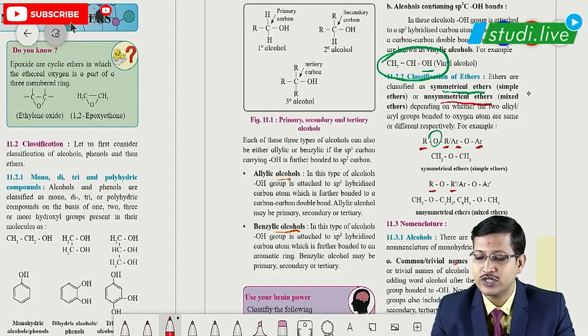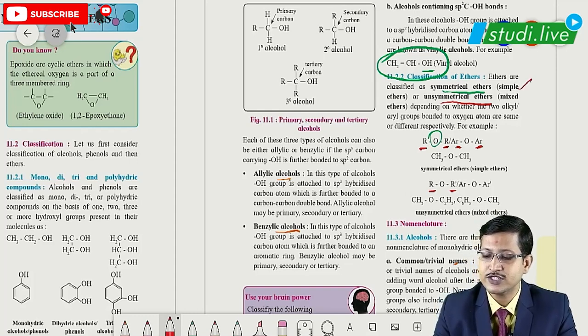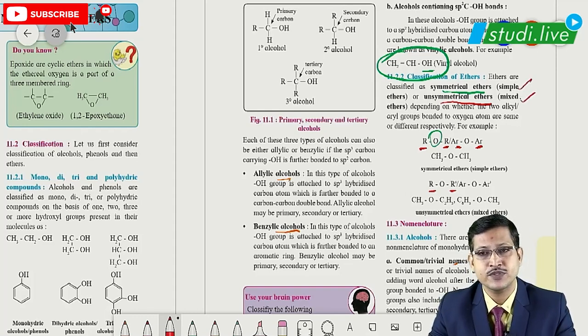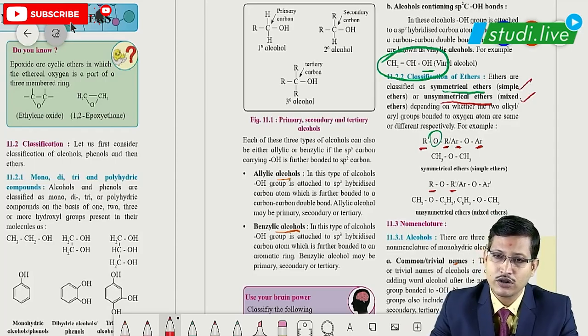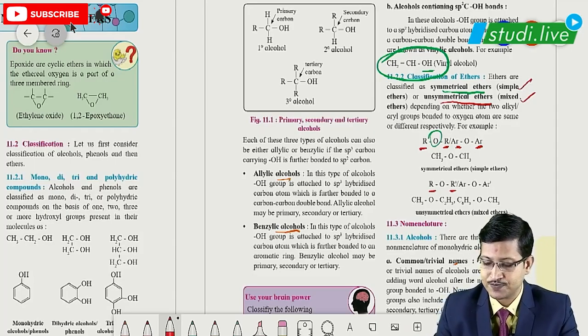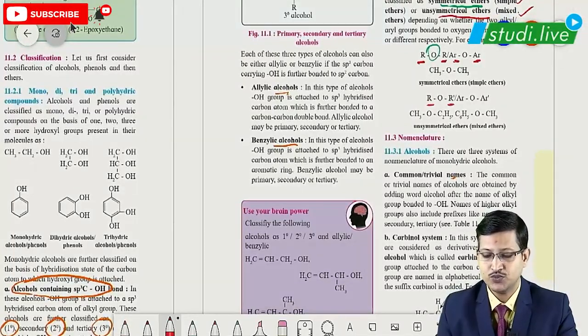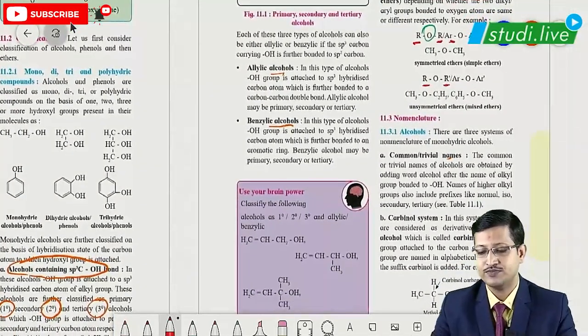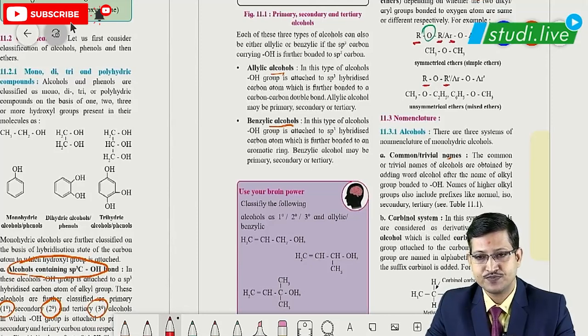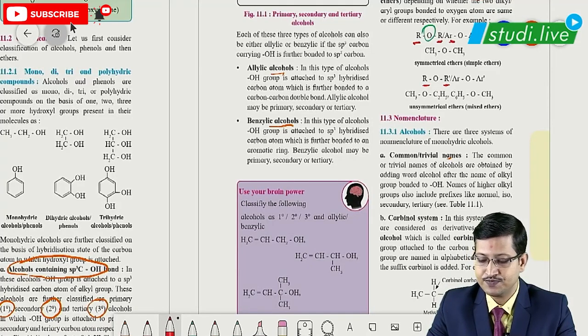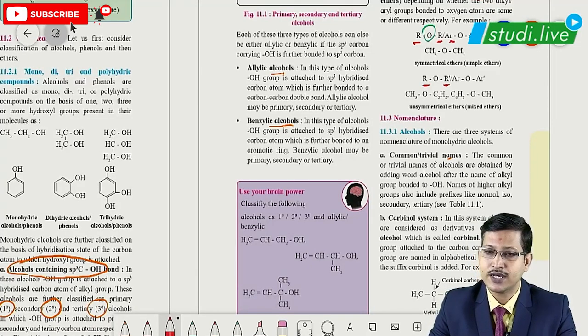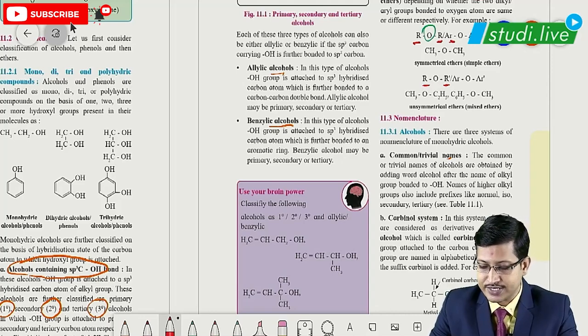So you should remember both the names in the examinations. Questions can be framed either way. So either you can have simple ethers or you can have mixed ethers. Moving on to the next part, that is the nomenclature part. When you are giving the names, we have two systems of nomenclature. One is called the common name and the other is called the IUPAC name.